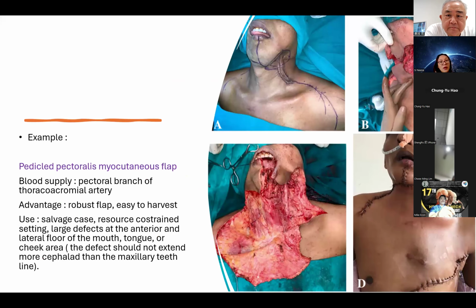This is my favorite flap, the PMMC flap. You can use it with only the muscle or you can use it with the skin. I usually like to use it with the skin because sometimes you need the vessels around the skin, which has a lot of perforators for the viability of the flap. It's supplied by the thoracoacromial artery. It's very robust, easy to harvest.